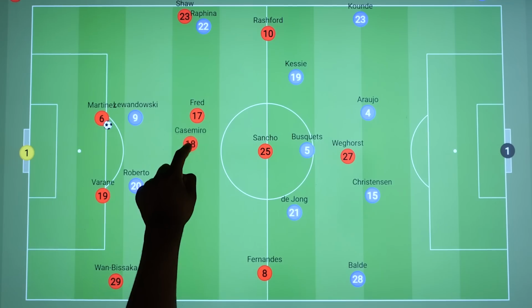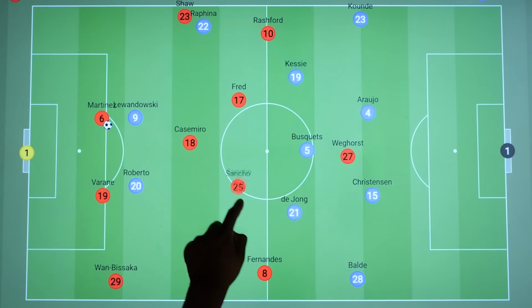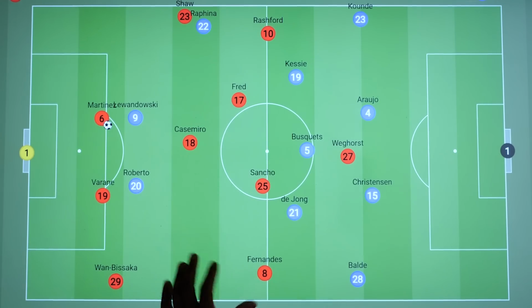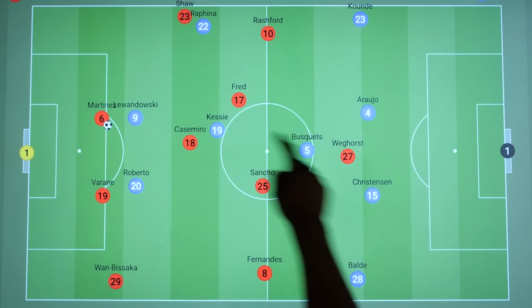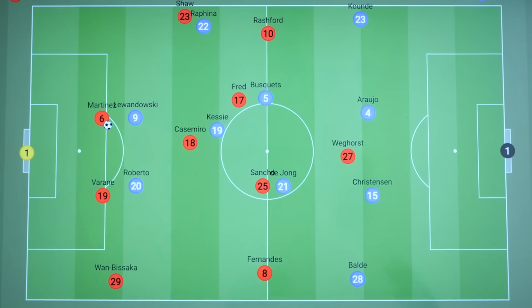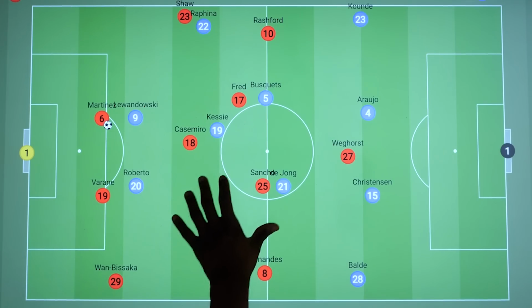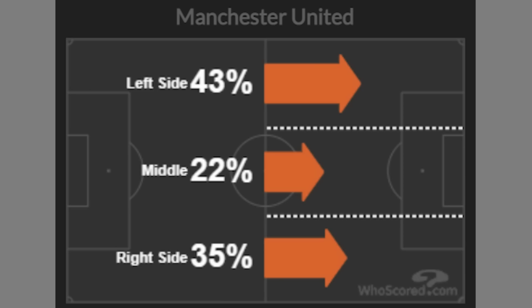In the midfield, Casemiro tended to be the single pivot, supported by Fred and Sancho, but because Roberto was the man applying the pressure initially, Barcelona could afford to go more man-to-man in the midfield, making it difficult for United to progress through the centre.